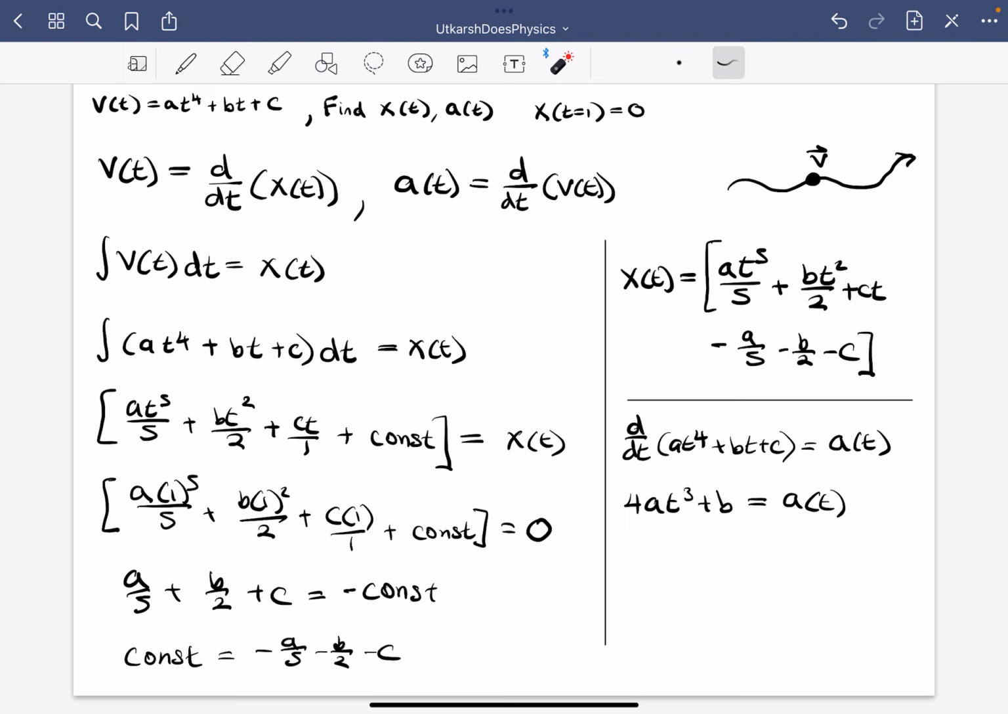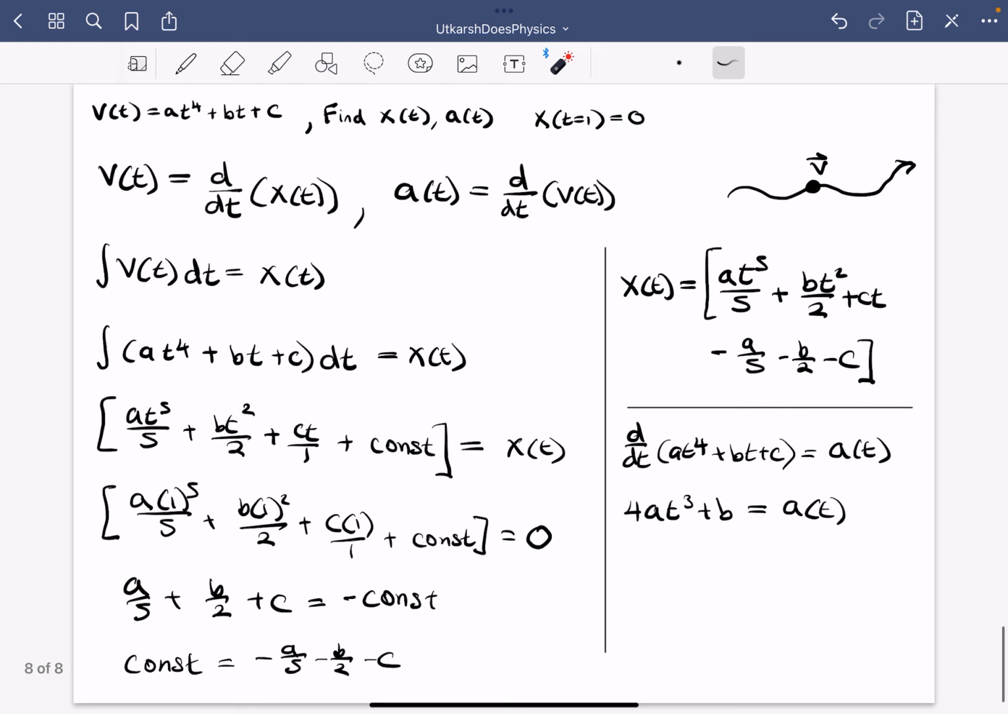Now, notice in this question, if they had given you more values of x of t, we could have sequentially found the values of a, b, and c just by plugging in more values. And then, using that, we would be able to solve for the constants. But they don't, so we're just going to leave them in the form of the constants they give us.